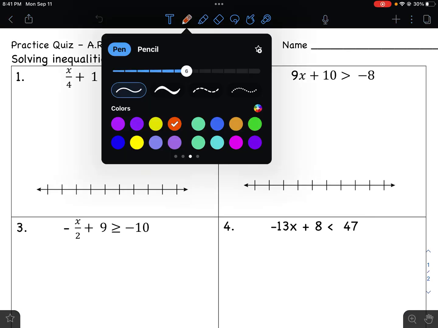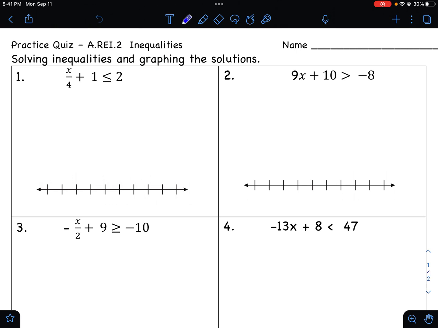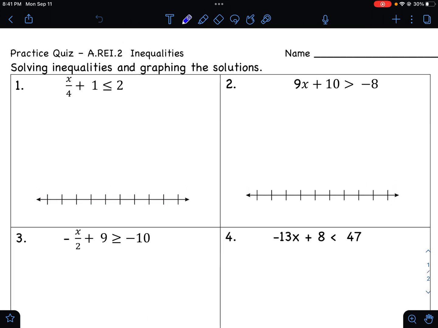Okay, so we're going to talk about how to solve inequalities and graph them. So these first two questions are just typical, straightforward inequalities. So let's go ahead and draw the line down like we would if it was an equal problem. And we'll go ahead and follow the same rules as a two-step equation. So we're going to subtract 1 from both sides.